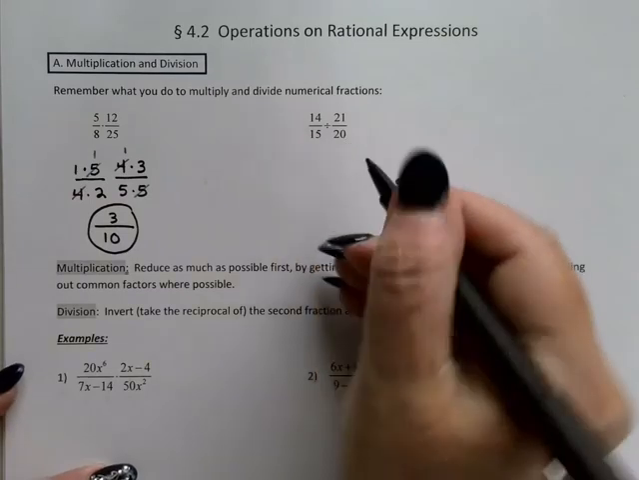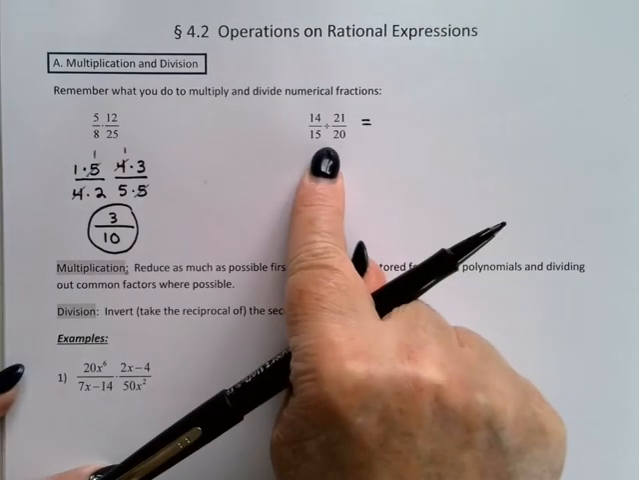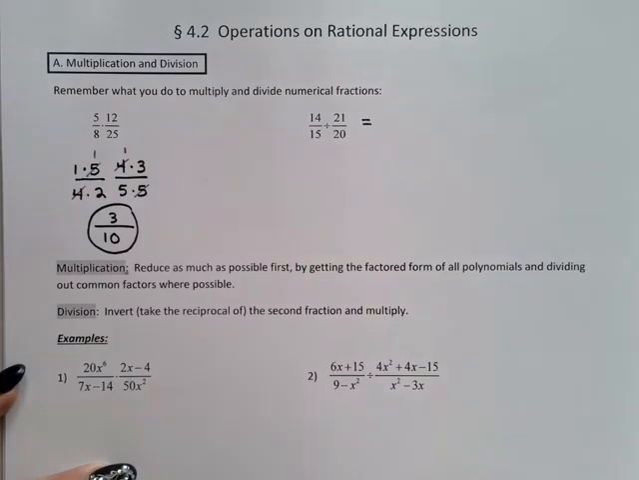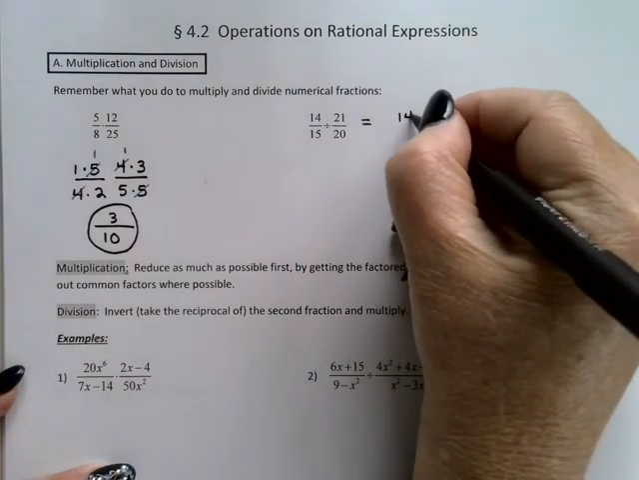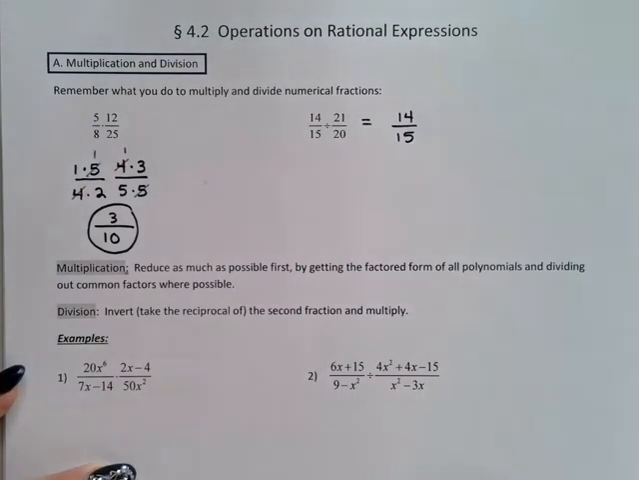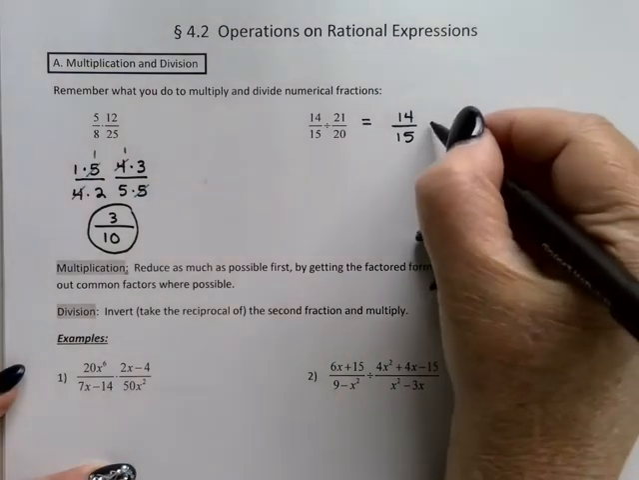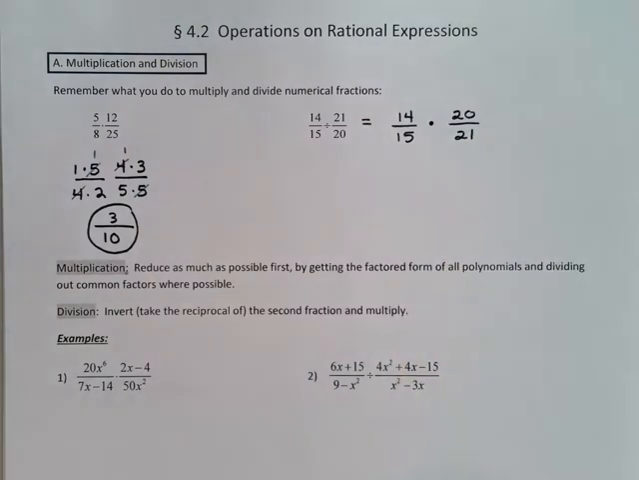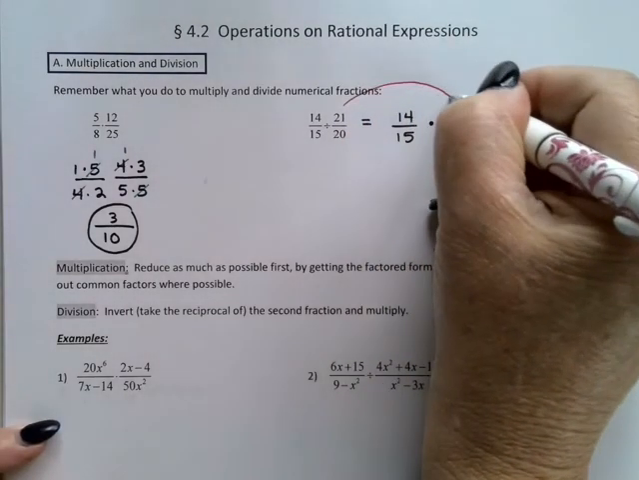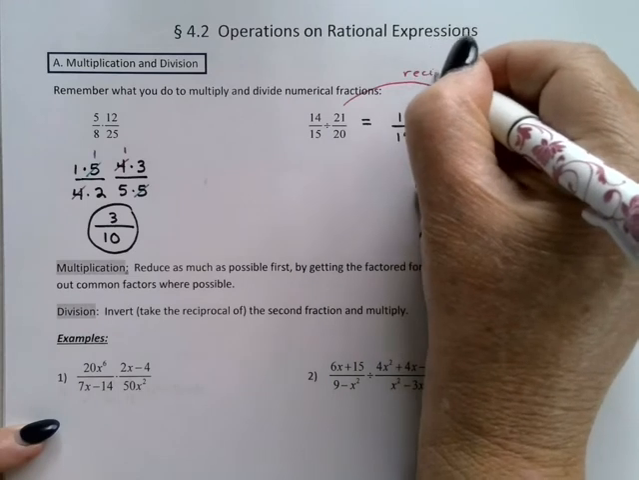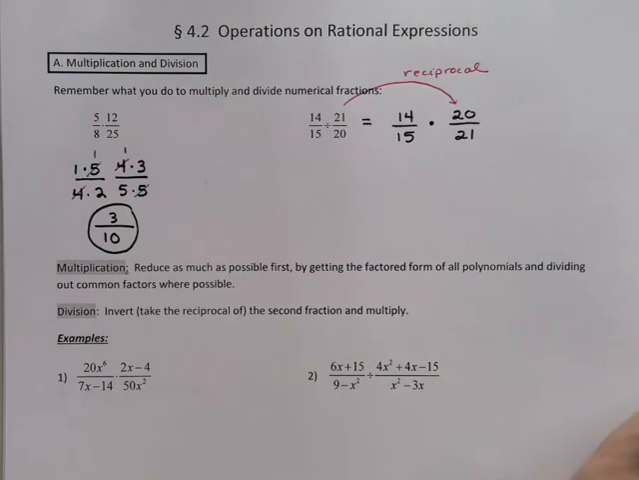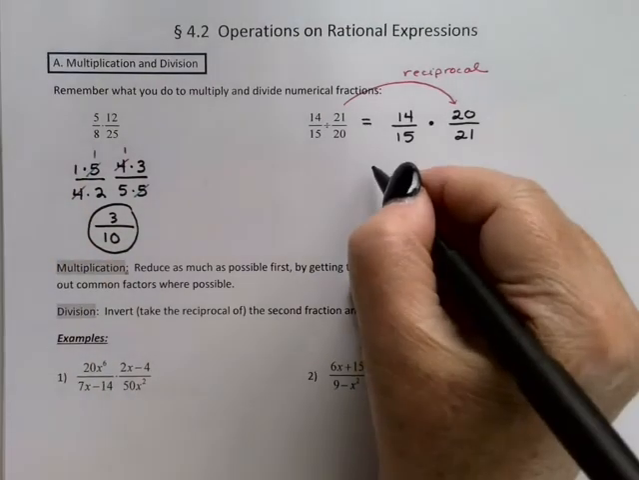Division is very, very similar. The only difference is, to start a division problem, you have to take the reciprocal, or invert, the second fraction and change to multiplication. So, to divide by 21/20ths, I multiply by the reciprocal, 20 over 21. After that, it works the same way as this one.